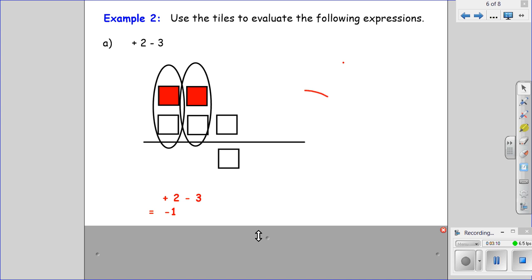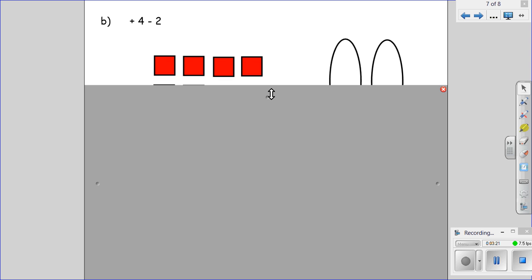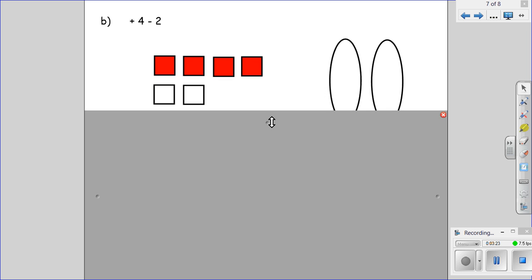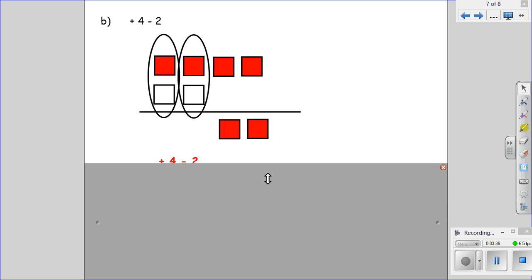Now remember, you're trying to look for a pattern here. So see if you can come up with one as we go through the next example. +4 minus 2. Well, +4 is 4 red tiles. -2 is 2 white tiles. And again, I'm going to make my 0 models because every time I have a pair of opposites, they become 0, and I'm left with +2.